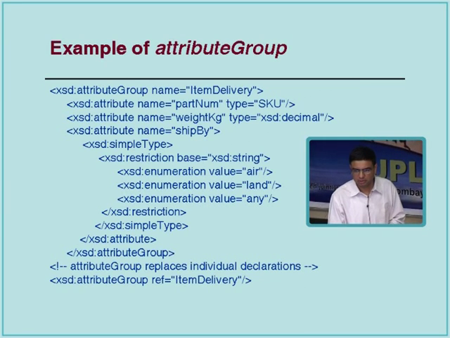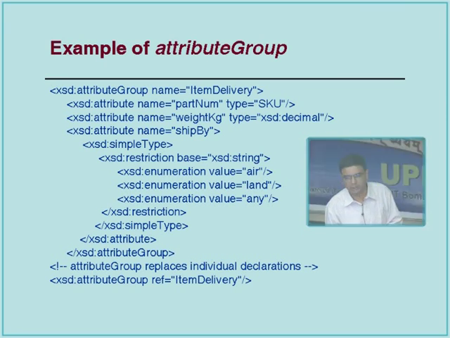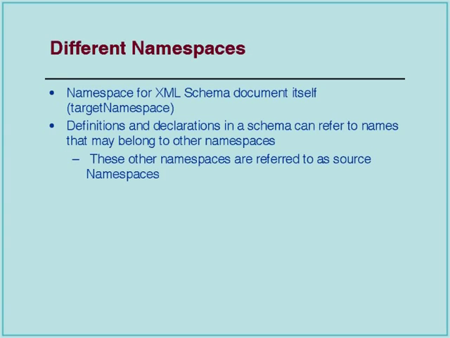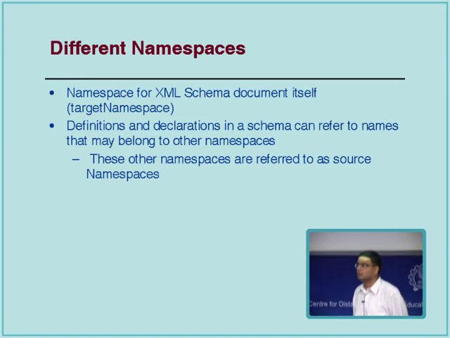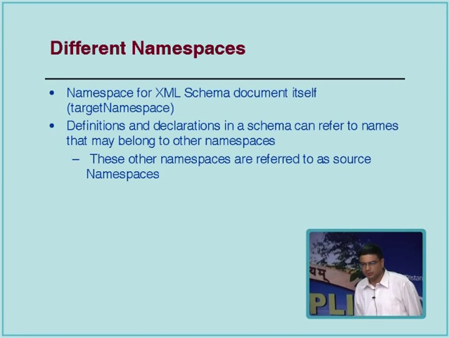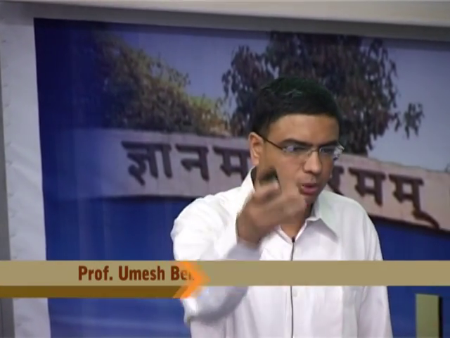Attribute groups, so this is probably a little more detailed than what we want to get to, but these attribute groups can be used to replace individual attribute declarations. This is one thing that is a little important, because you will see this notion of a namespace in almost every document. Every XML document that you write will have a target namespace that it is part of, right? And it might also refer to things in other namespaces that are source namespaces from which you import definitions, right?